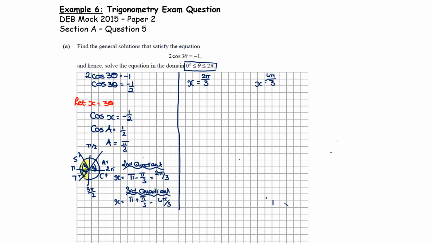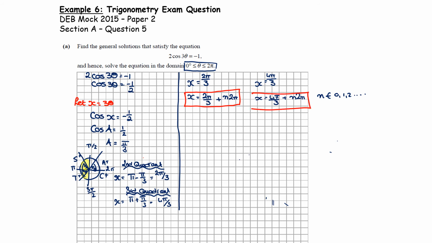Now, if I want to turn that into a general solution, what I would say is x equals 2 pi over 3 plus n times 2 pi, and here x is equal to 4 pi over 3 plus n times 2 pi, where n is an element of 0, 1, 2, and so on all the way up. So that's accounting for all its rotations. And that's my general solution of x.